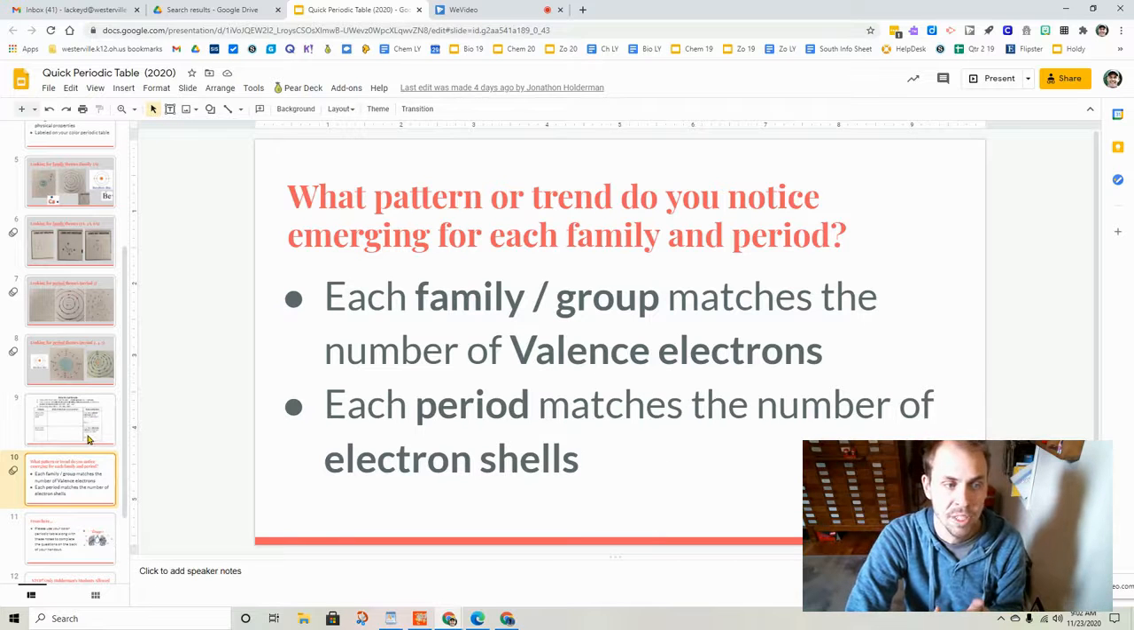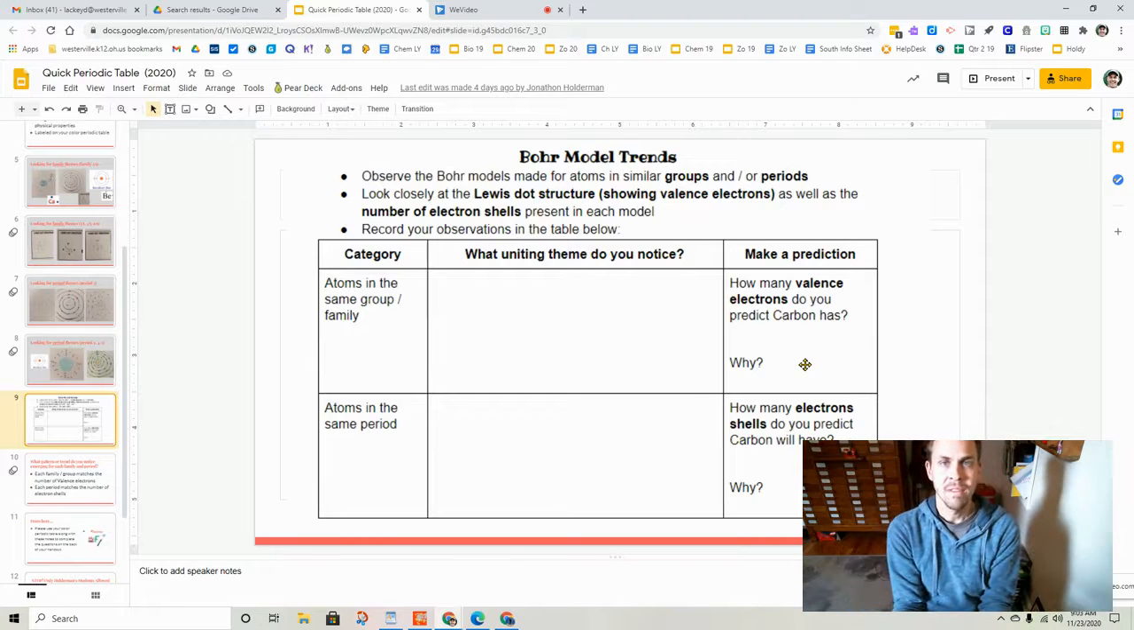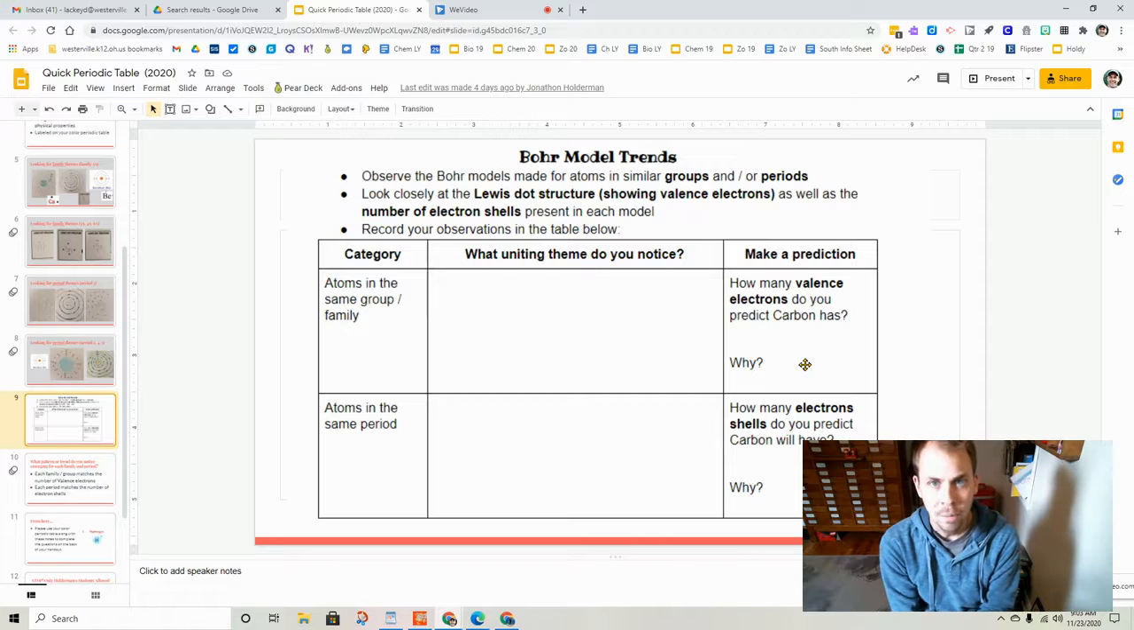Actually, there were 2 questions I just skipped over. Let's go to the last slide here. It says make a prediction. How many valence electrons do you think carbon has and why? If you haven't done it yet, pull up ptable.com, find where carbon is, and see if you can, based on the notes we just took a second ago, figure out how many valence electrons it should have.